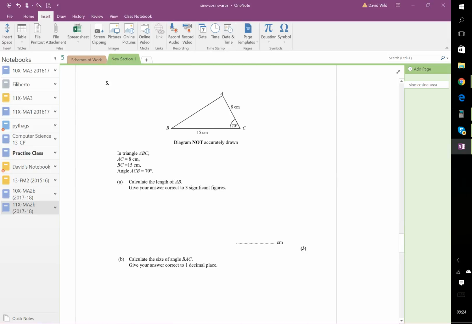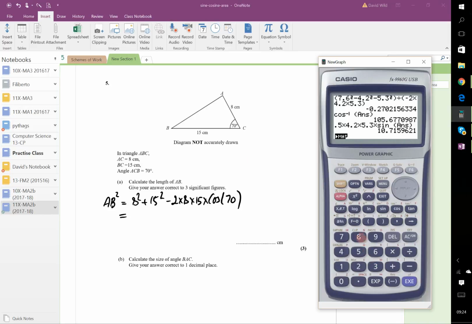Question 5. Another triangle. Calculate the length of AB. AB is opposite this side, so we know that we're going to use the cosine rule again because we don't know a side and its opposite angle. So we're going to have the cosine rule, so AB squared is equal to 8 squared plus 15 squared minus 2 times 8 times 15 times the cosine of the angle between them, which is 70.